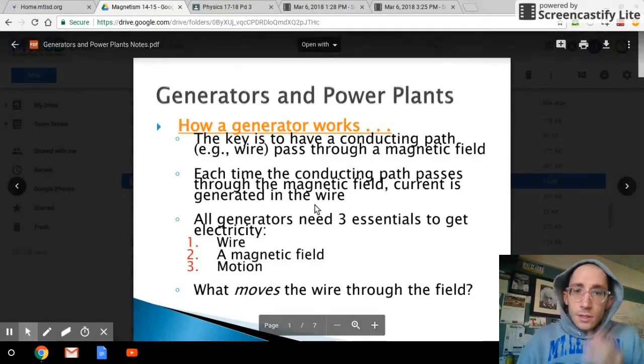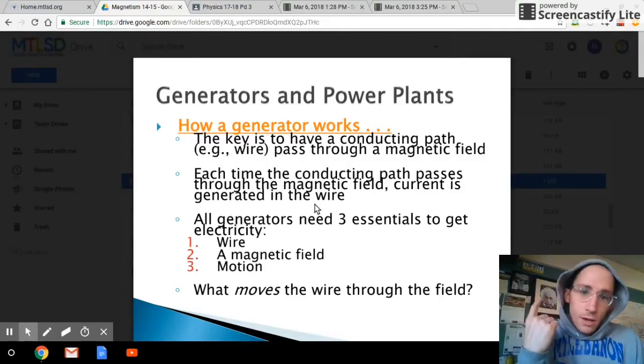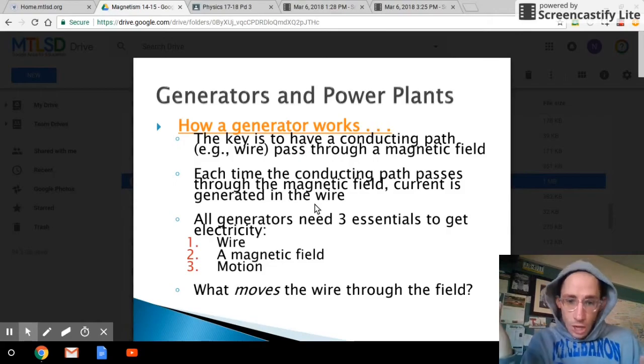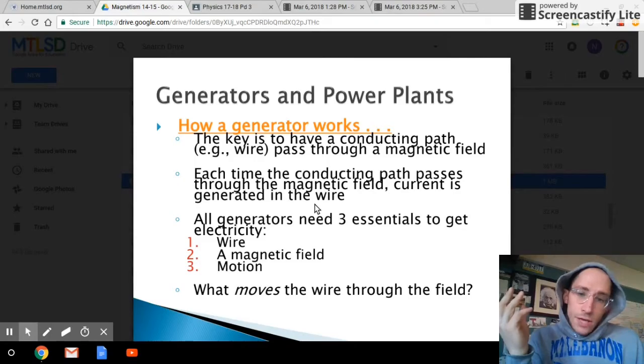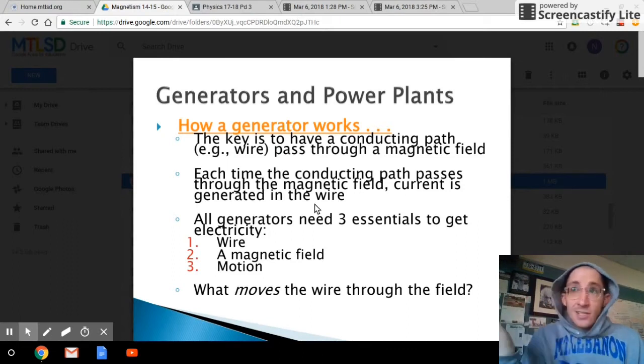So basically, you need three essentials to get electricity: a closed loop of wire, a magnetic field, and motion. You need to move those through each other in some way. So all that makes all of the different types of power plants different is where that motion energy comes from. What provides the motion energy? That's as far as we've gotten.